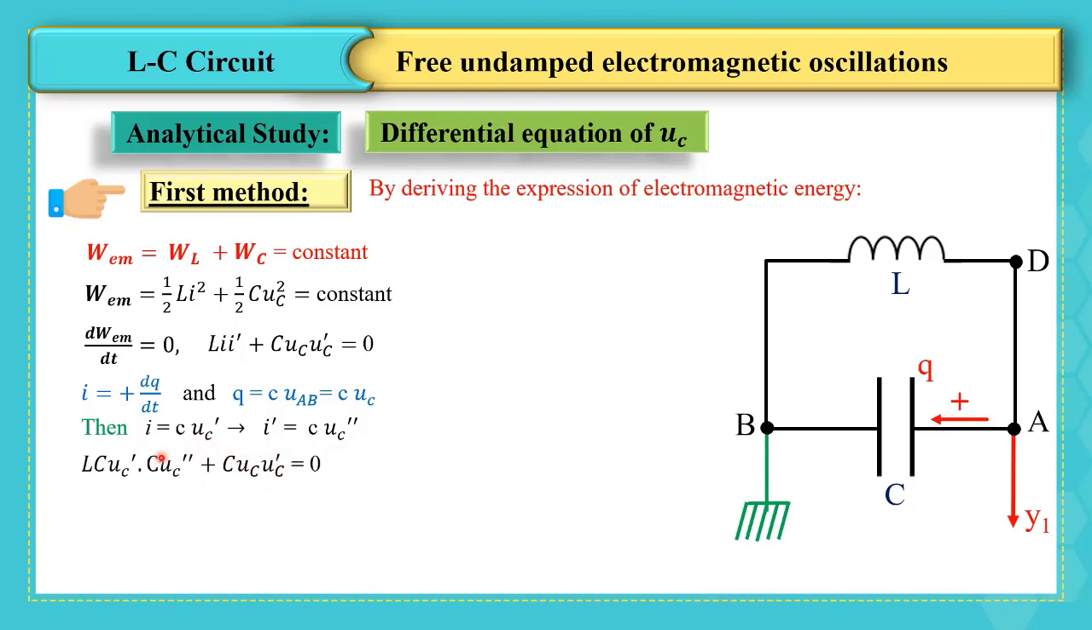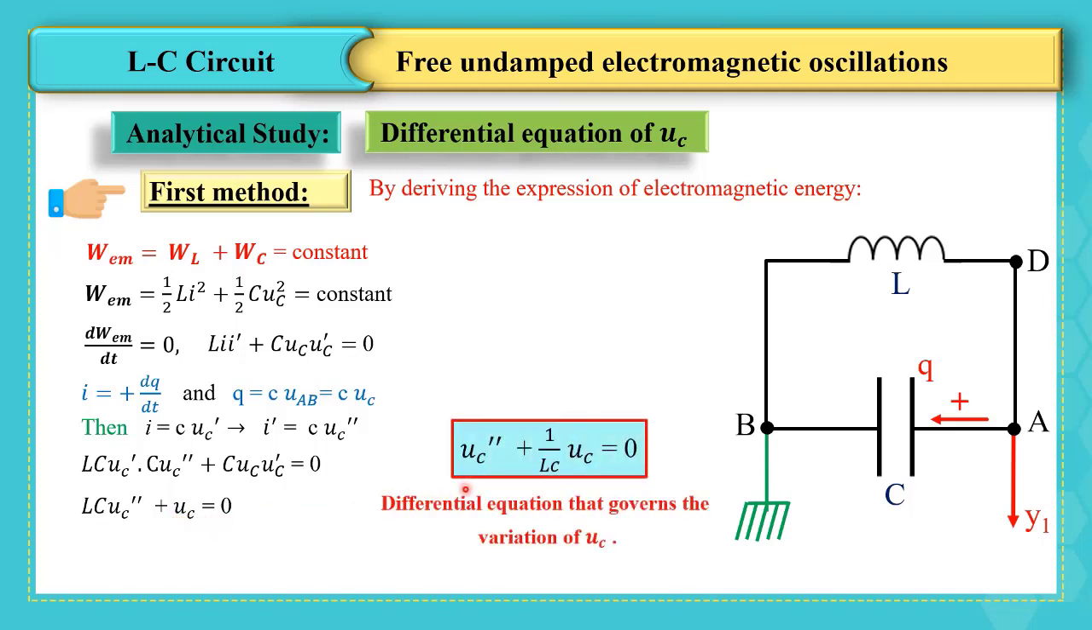Replacing these in the differential equation, we will have L C UC prime C UC double prime plus C UC UC prime equals 0. And since UC prime is different from 0, we will have L C UC double prime plus UC equal to 0. Dividing by LC, we will have UC double prime plus 1 over LC UC equals 0. This is the differential equation that governs the variation of UC.